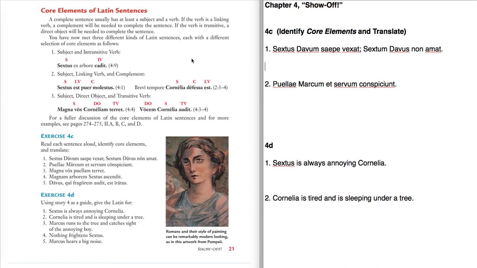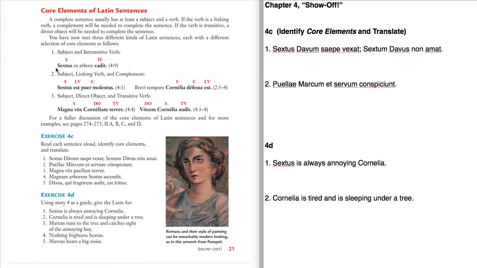So hang with me here. Let's see. Core elements. So we know what parts of speech are, but there is a difference between parts of speech and core elements. Like a noun is a part of speech. A person, place, or thing is a noun or part of speech, but a noun can work in different ways in a sentence. A noun can function as a subject of a sentence, as it does here.